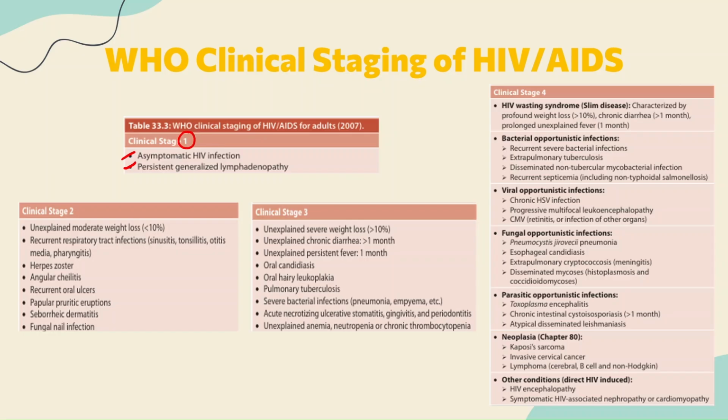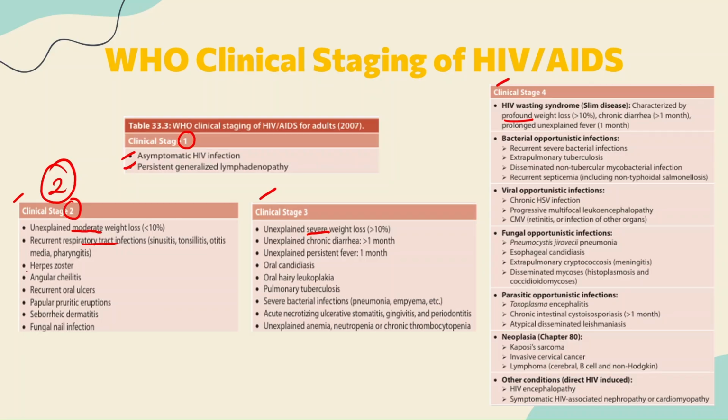Now when it comes to clinical stage 2, clinical stage 3 and clinical stage 4, one thing is common, and that is weight loss. In stage 2, there is moderate weight loss. In stage 3, there is severe weight loss, and in stage 4, there would be profound weight loss. In clinical stage 2, guys, along with the moderate weight loss, the patient may complain of respiratory tract infections like sinusitis, tonsillitis, otitis media, pharyngitis.